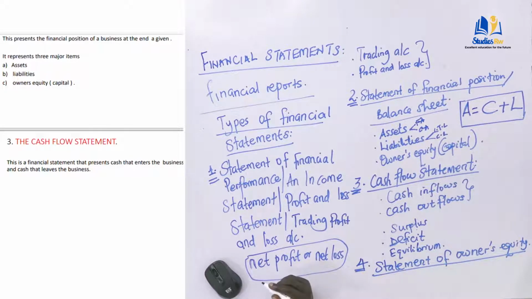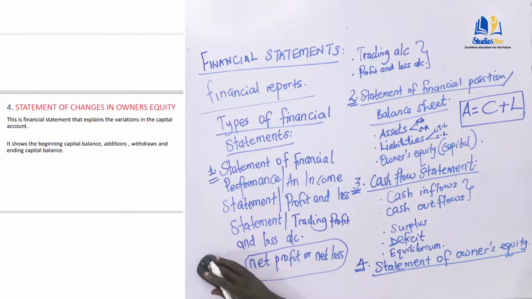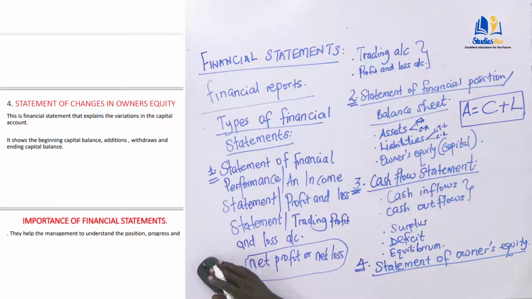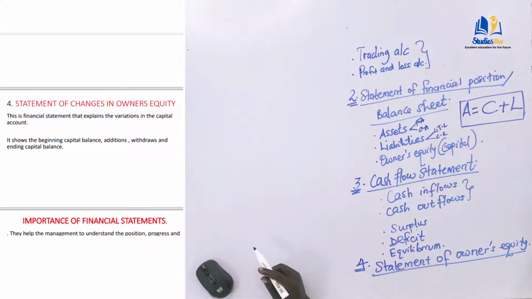Statement of owner's equity. We have already said that owner's equity is capital. And therefore, what does this deal with? You can check. This is a financial statement that explains variations in the capital account. When you say variations, these are changes. Number 4, it is the statement of changes in owner's equity, or simply the statement of owner's equity.